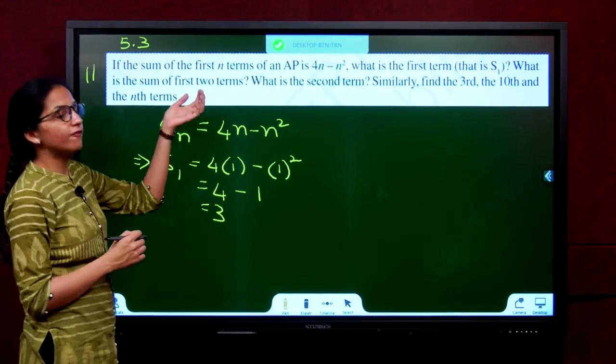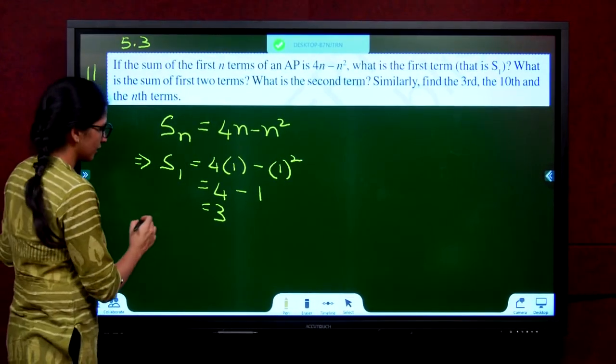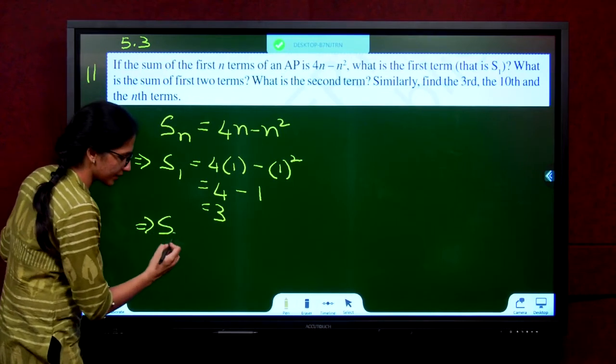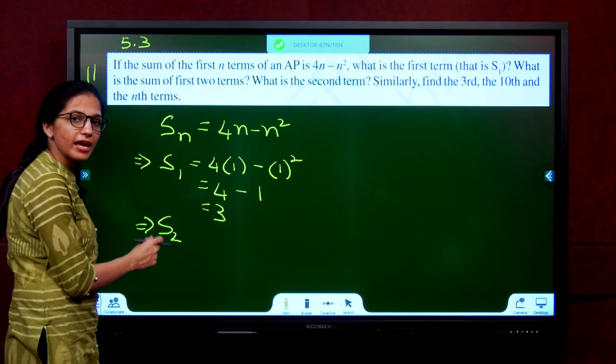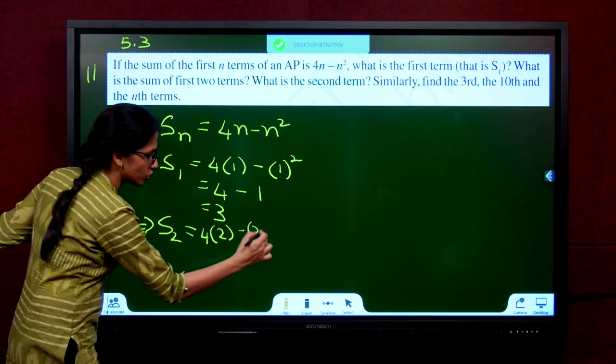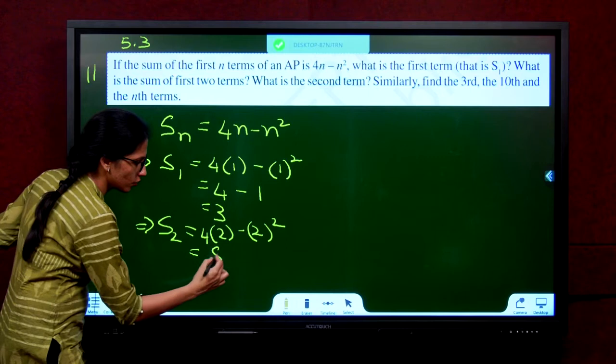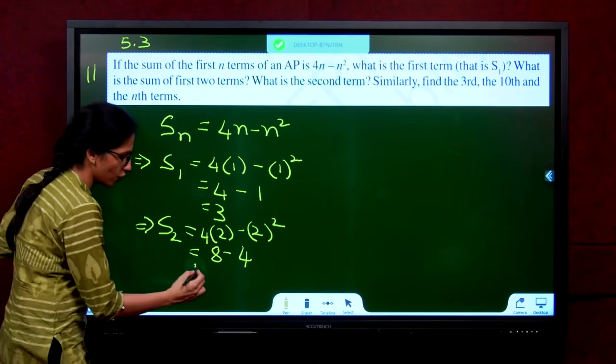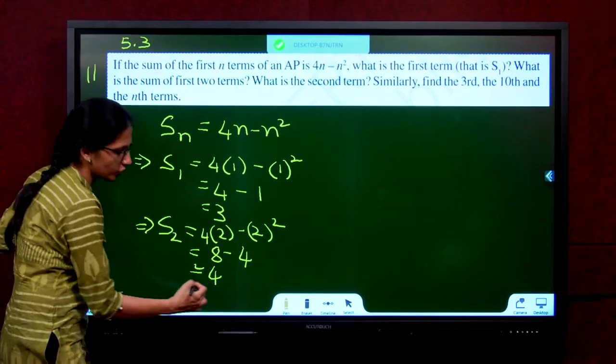What is the sum of the first two terms? Now they are asking sum of first two terms, S2. In the place of n, put 2. 4 into 2 minus 2 square. 4 into 2, 8 minus 2 square, 4. 8 minus 4 is 4.